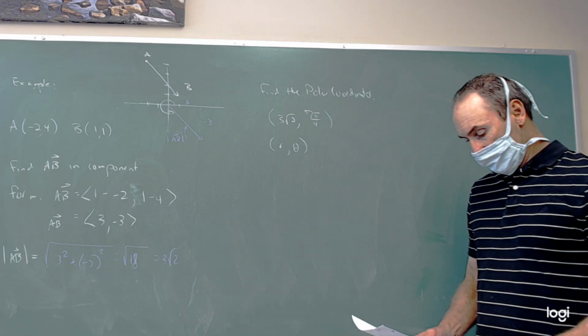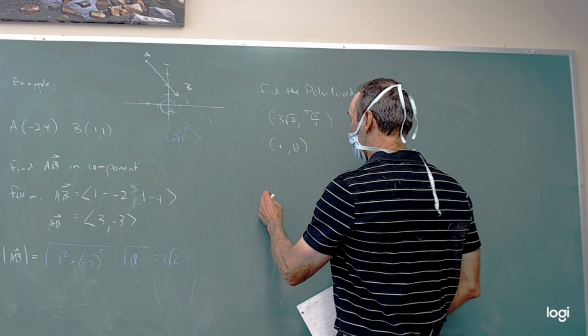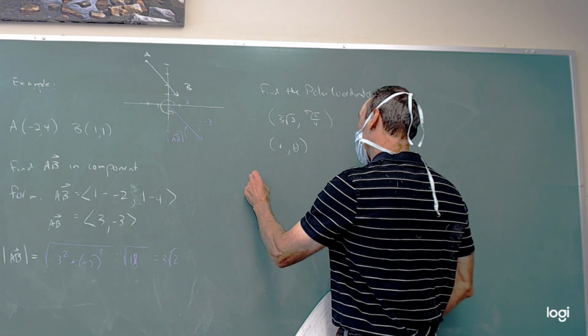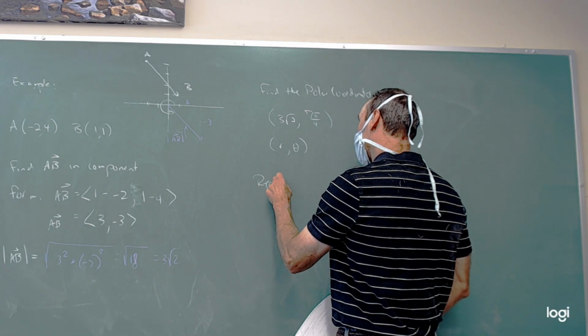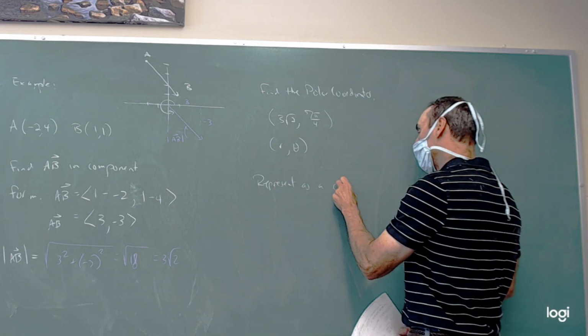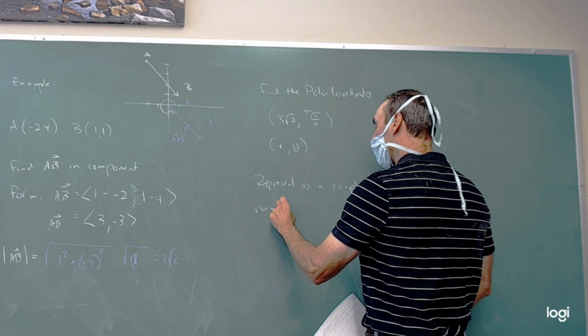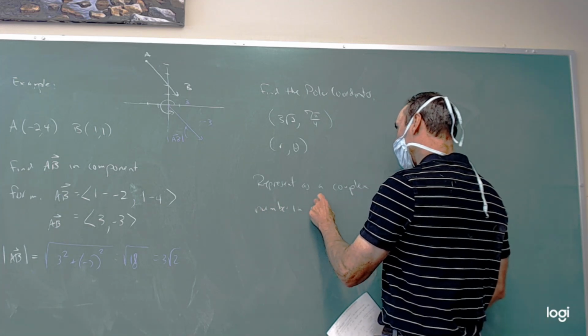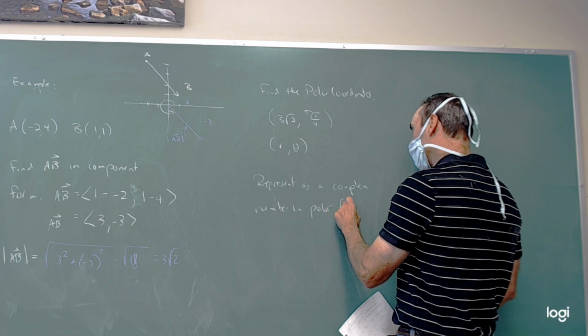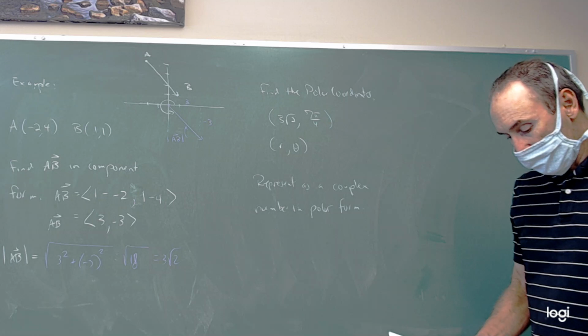Okay? And then if we wanted to represent it, let's say represent it as a complex number in polar form. So just to make that connection again with stuff we've already talked about in here.